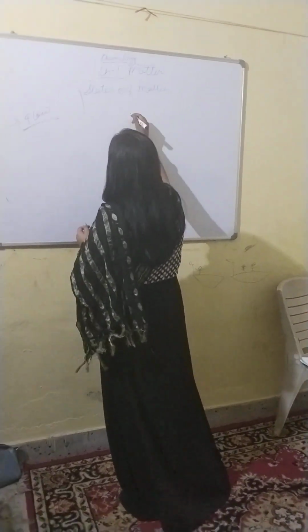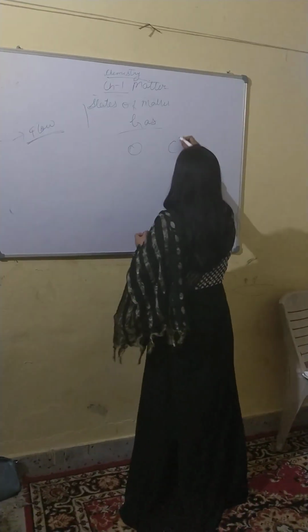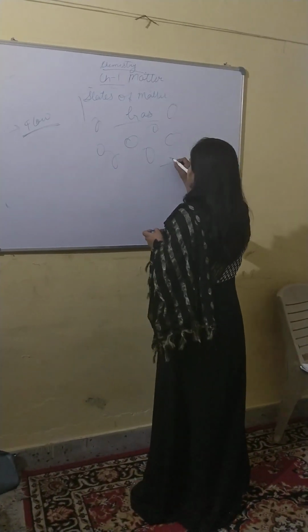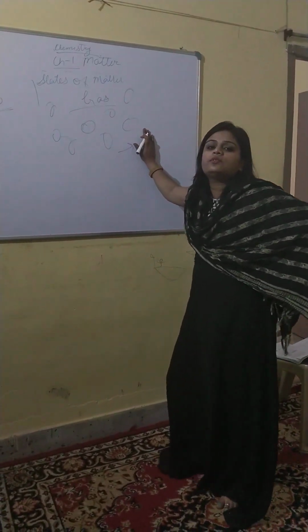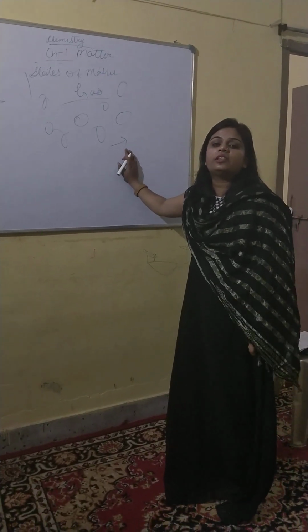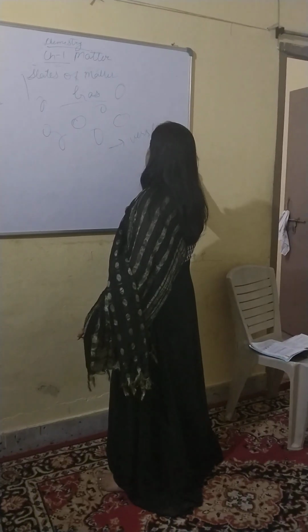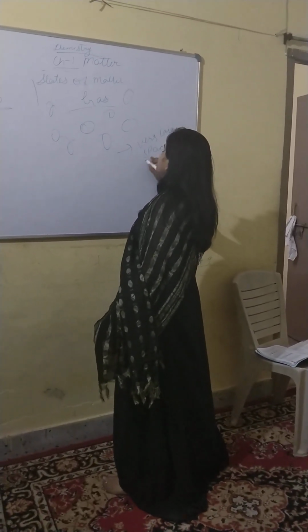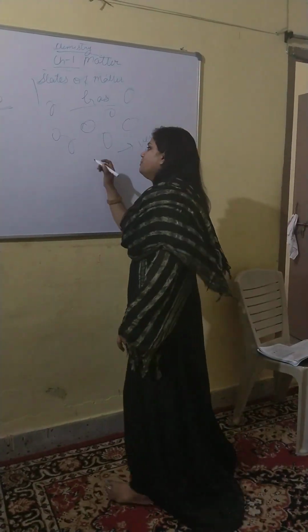Coming to gases, how are the gases arranged? See, the arrangement of gases will be like this. So, what can you observe from this? From this you can observe that gases have space in between them. They have very large spaces. They have very large intermolecular spaces in between them.